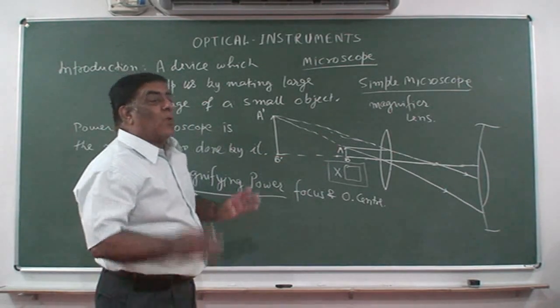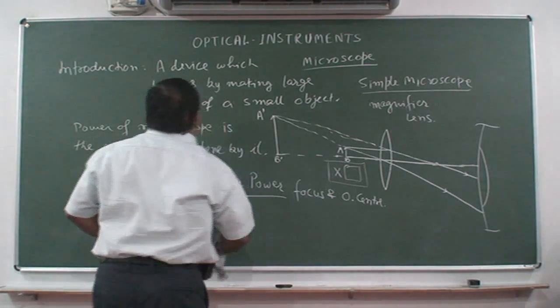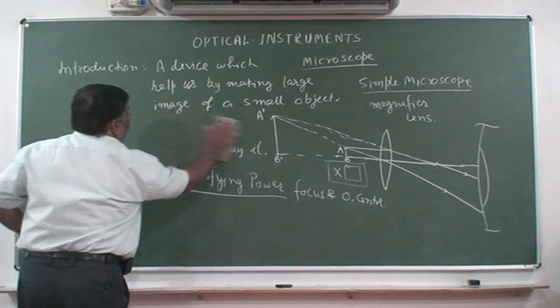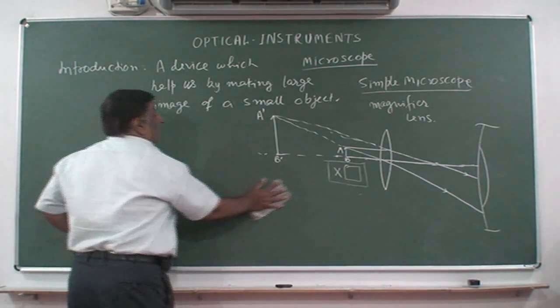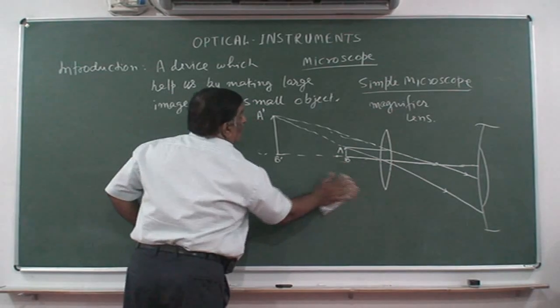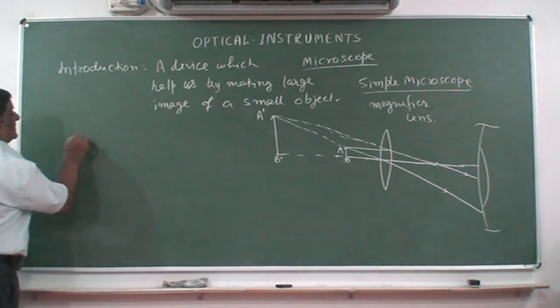So first, how do we define magnifying power? What is meant by magnifying power? What should be its formula? And it's very simple. The magnifying power is how much larger is the image with respect to the object.